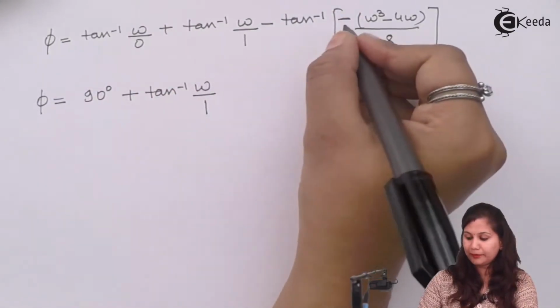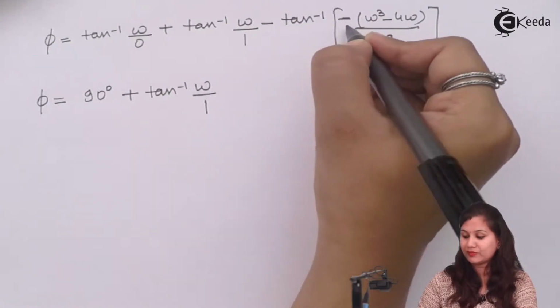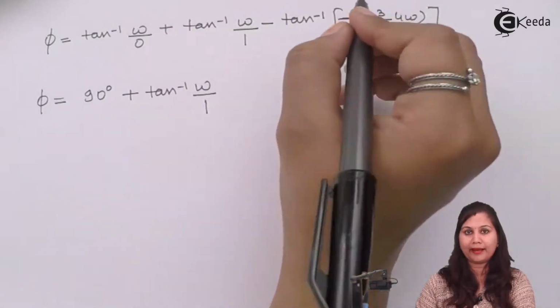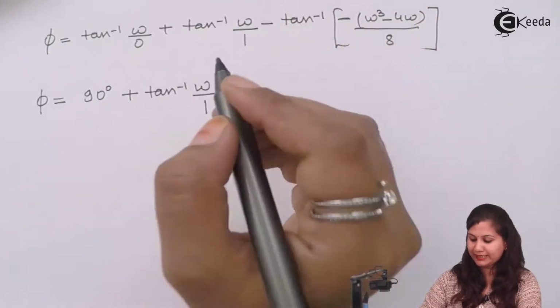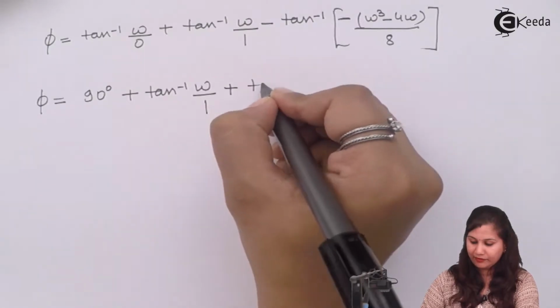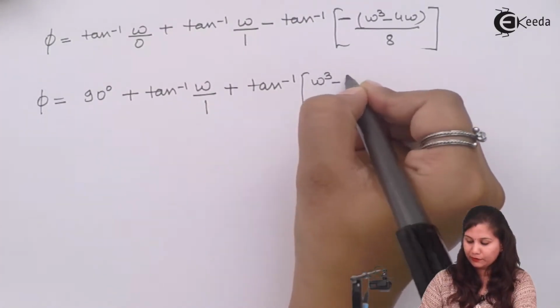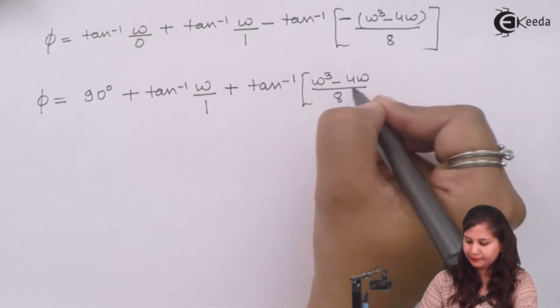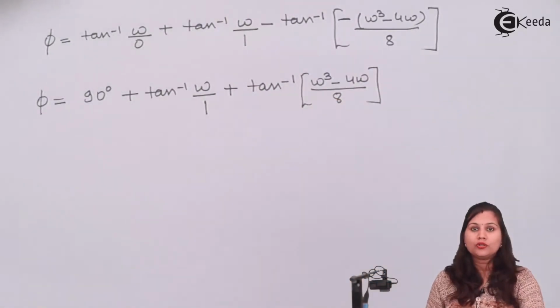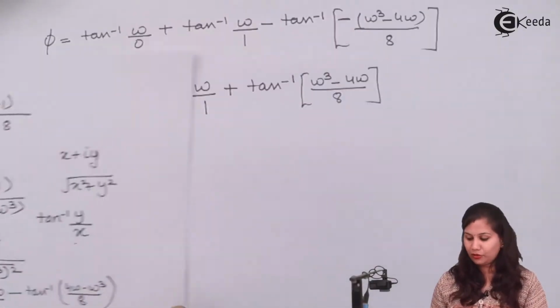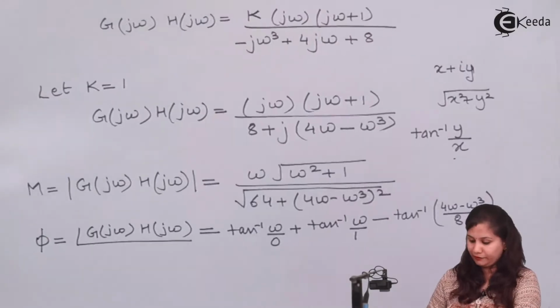And this has become, because it is tan inverse of minus y by x, so it is equal to minus tan inverse of y by x. So minus and minus sign will become plus sign. And we will have tan inverse of omega cube minus 4 omega by 8. So we have calculated the magnitude and the phase angle of the open loop transfer function.